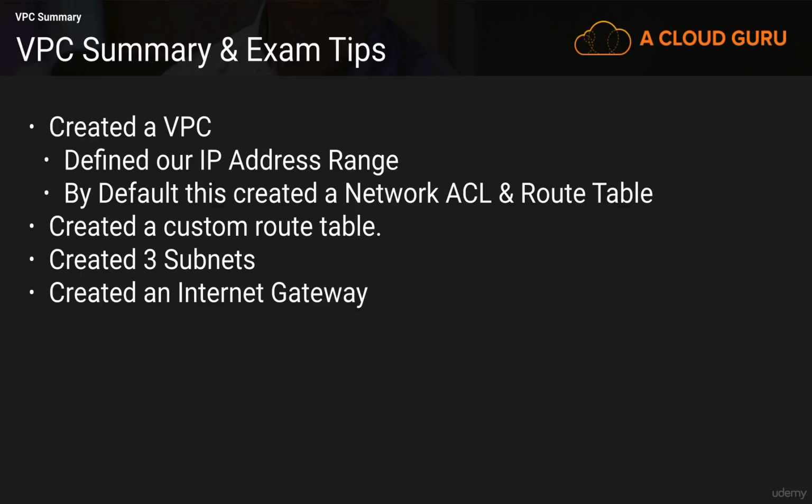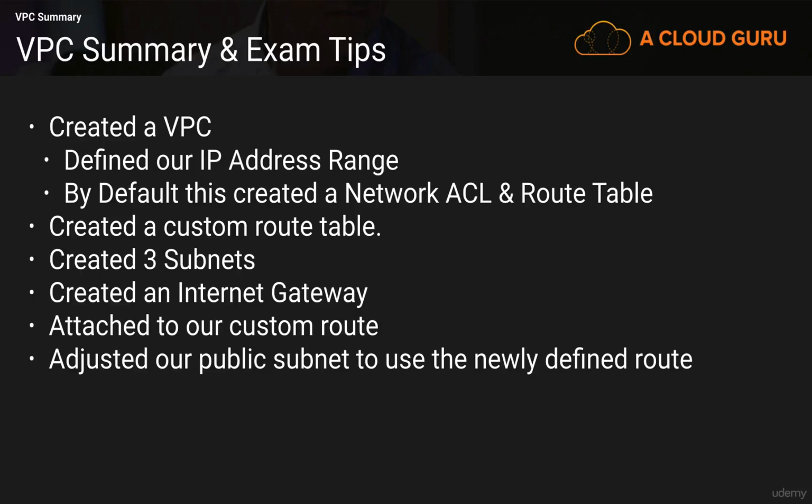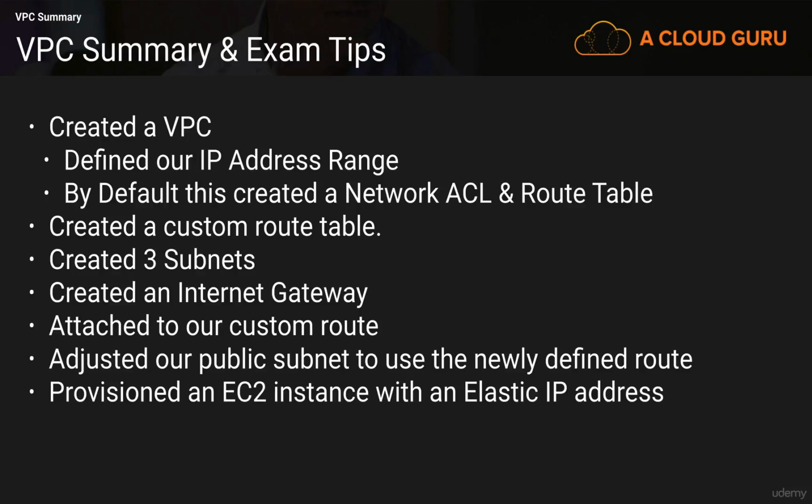We then created an internet gateway. We attached our internet gateway to our VPC, and then we created a custom route table. With our route table, we created an outbound route to that internet gateway. So we adjusted our public subnet to use the newly defined route. And then we provisioned an EC2 instance with an elastic IP address in our public subnet, and we also created an EC2 instance in our private subnet.